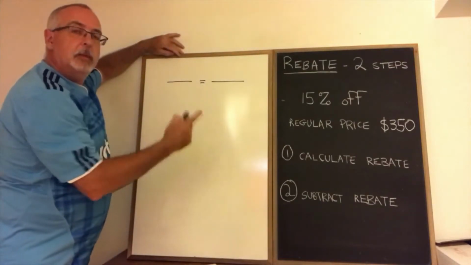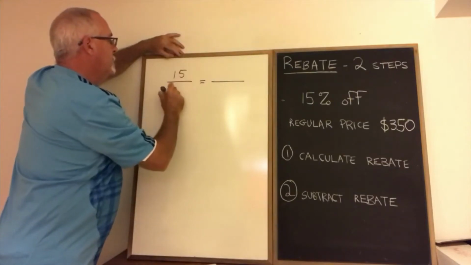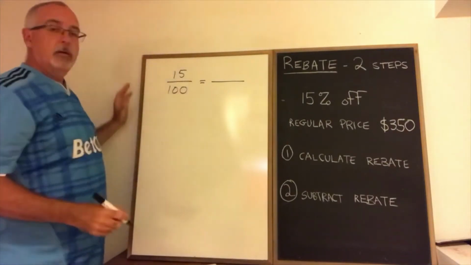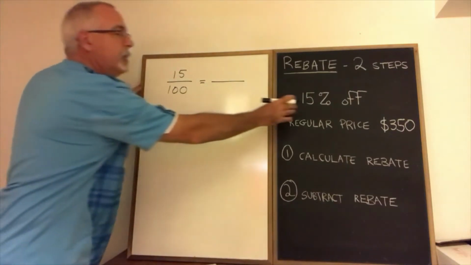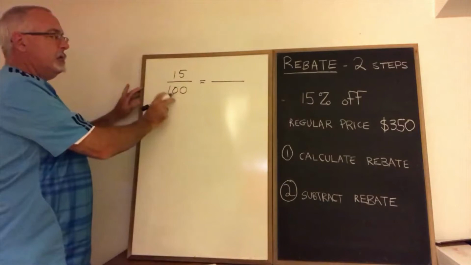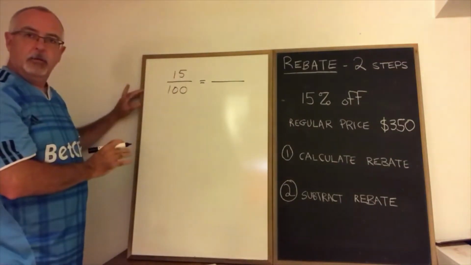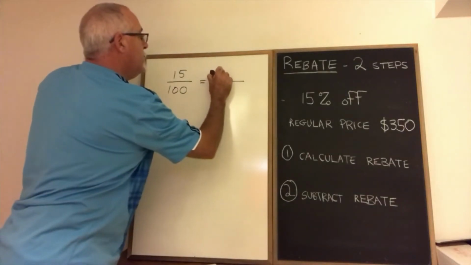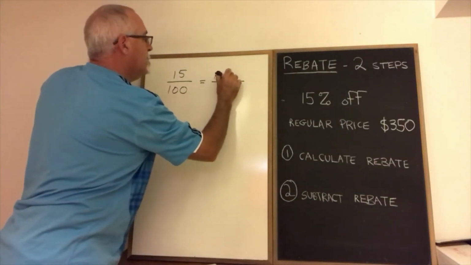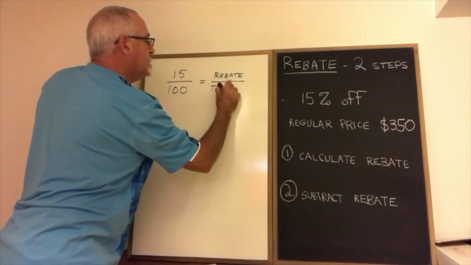15% means 15 out of 100. A reminder, the word percent means out of 100. So when you're given a percentage, you're able to convert it into a fraction easily. This is what we do on the left side of our equal sign. On the right side, we're going to have the rebate over the total cost.